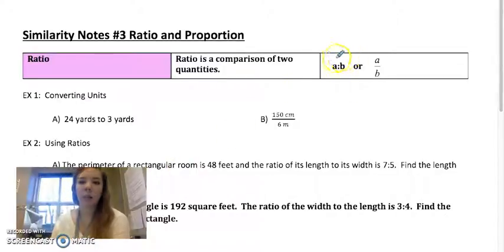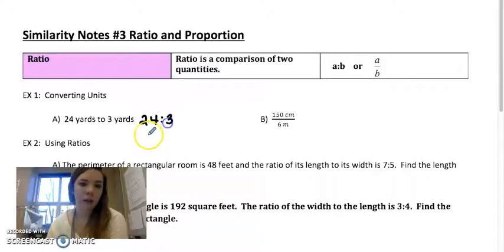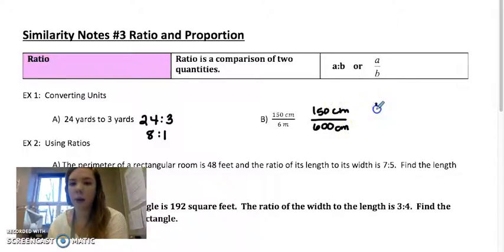So you can either write it with a colon in between or as a fraction. So here, converting units, 24 yards to 3 yards. You can do 24 to 3, which is the same as 8 to 1. Or here, centimeters to meters. Since they are different units, 150 centimeters, there are 100 centimeters in a meter, which is 600 centimeters. And now that they're in the same units, we can simplify that. So that would be 1 to 4. Okay? Here we didn't have to worry about that because they were in the same units.